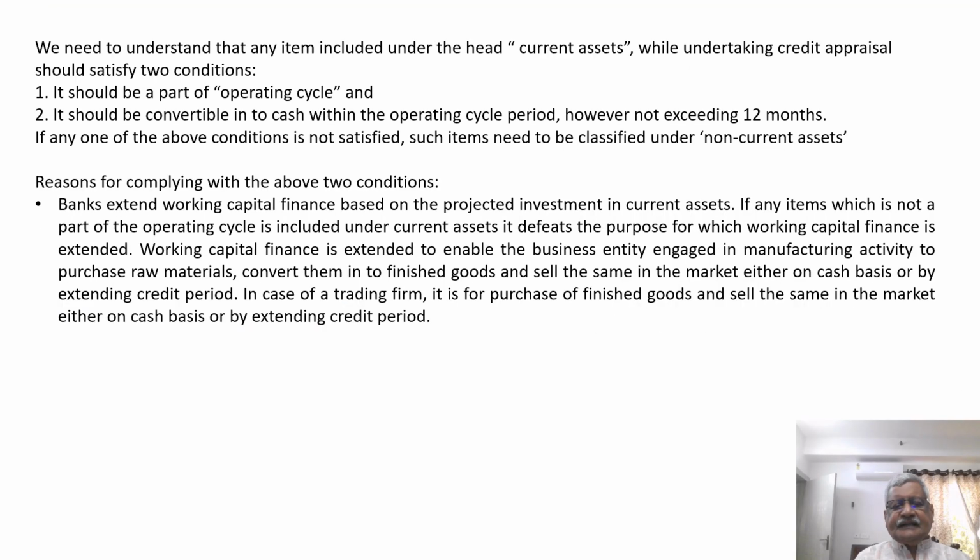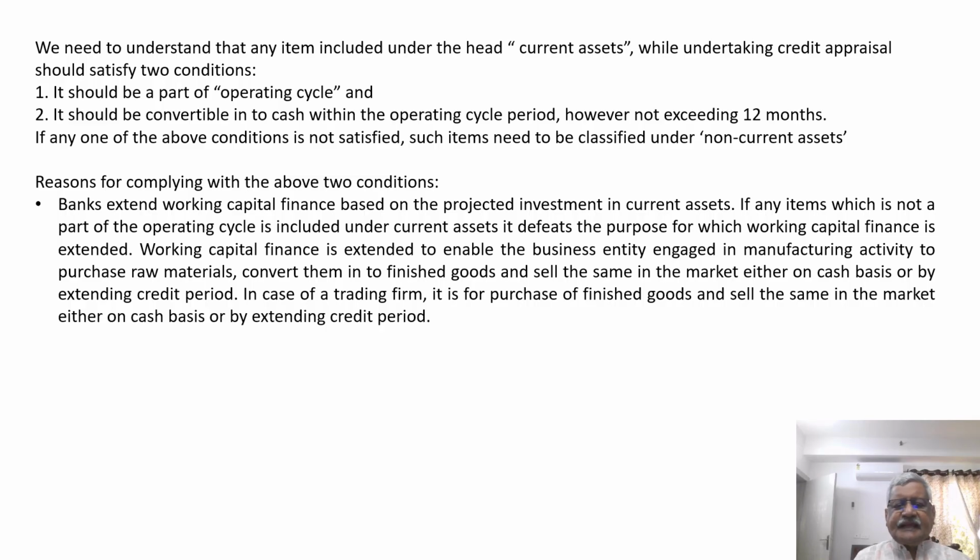We need to understand that any item included under the head current assets while undertaking credit appraisal should satisfy two conditions. One, it should be a part of the operating cycle, and two, it should be convertible into cash within the operating cycle period, however not exceeding 12 months. If any one of the above conditions is not satisfied, such items need to be classified under non-current assets. Let us understand the reasons for complying with the above two conditions.